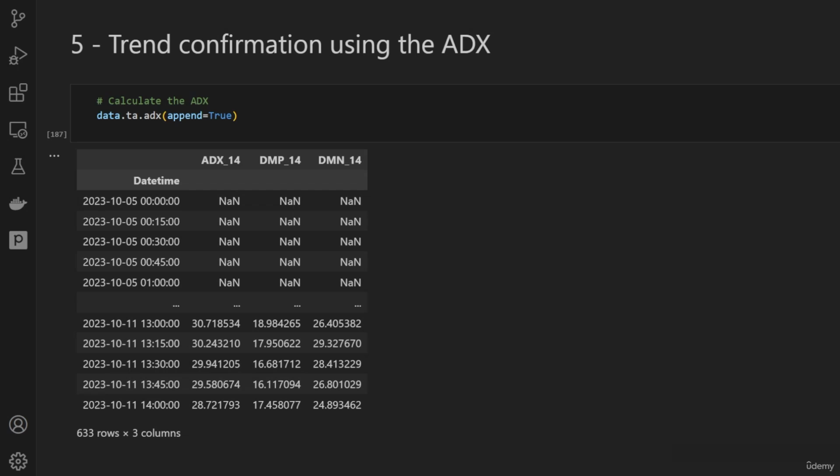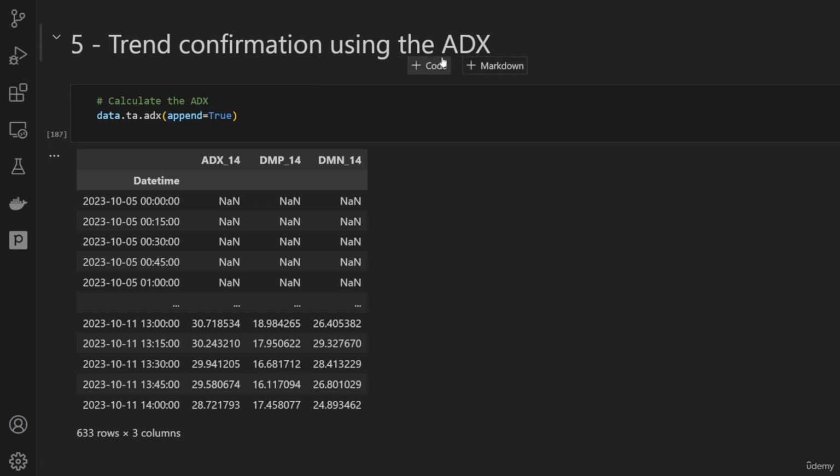Now to confirm the trend, which is the next step, or the second step, in building our trading system, we detect the trend and then we need to confirm the trend. It's an optional step, but sometimes in some trading systems it brings a lot of value, and it's good to confirm whatever trend we detected.